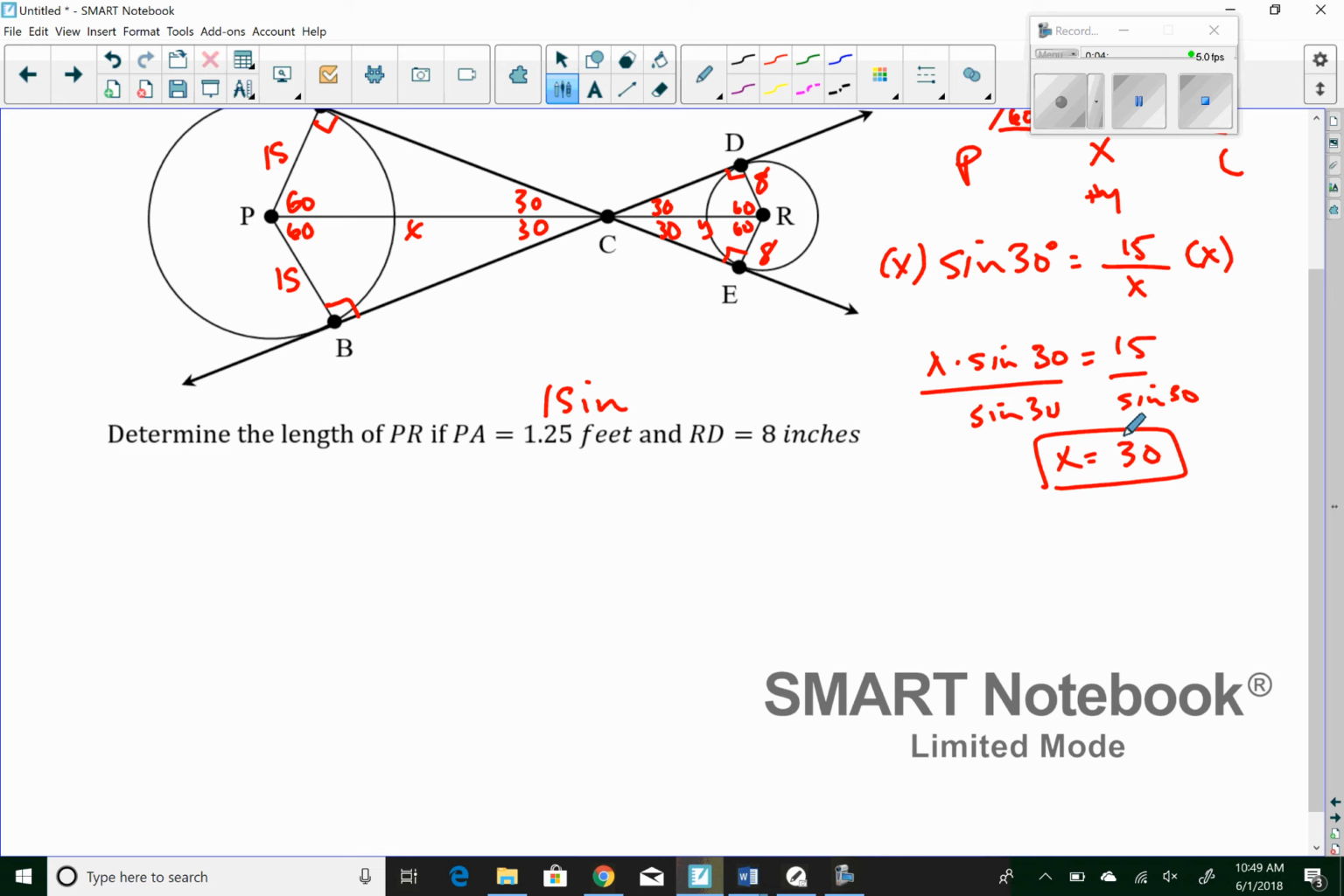So that means the distance from P to C is 30. Now, if the distance from P to C is 30, I now have to find the distance from C to R.